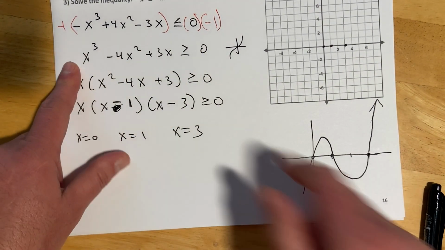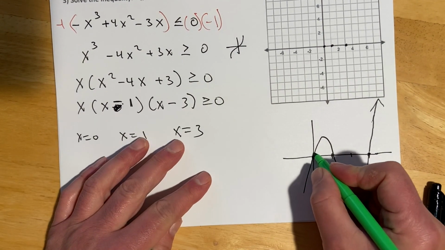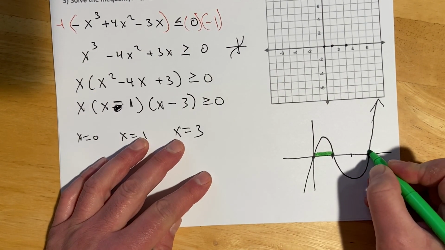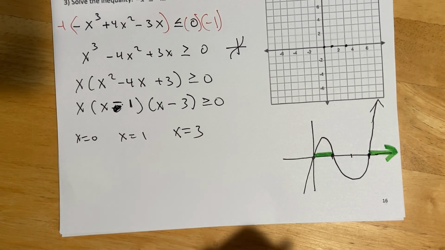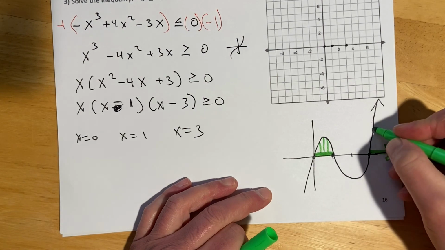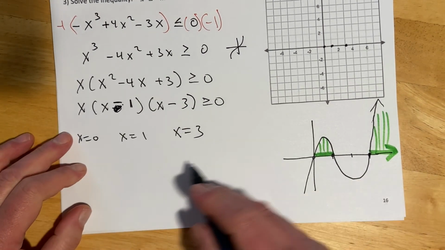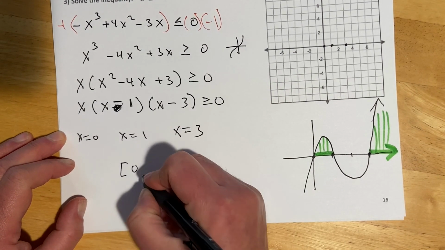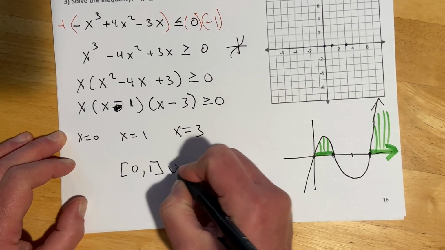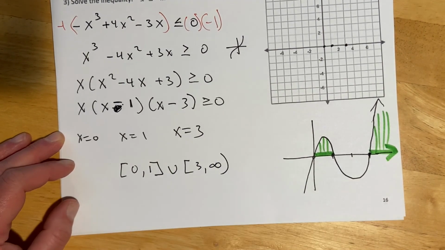And from here, we wanted the greater than, so that means we want these positive regions. So we went from here to here, and then from there to infinity, because that's where the graph is, right? Above the axis. So that is from, and these are all equal, yep, so that is from 0 to 1, union 3 to infinity.